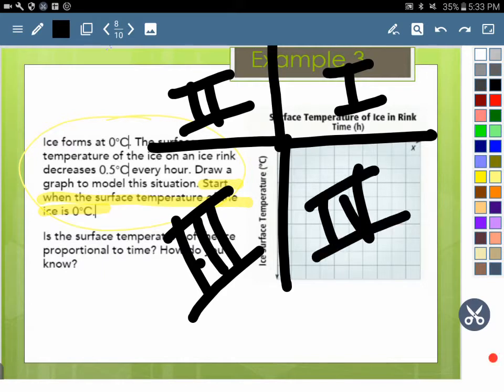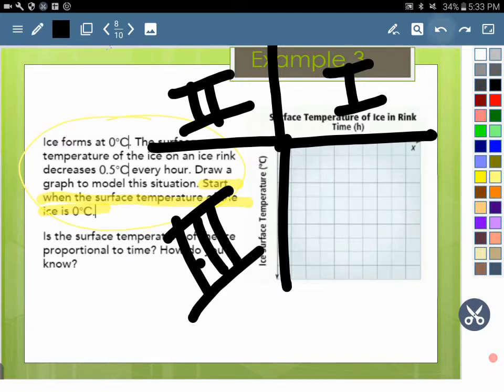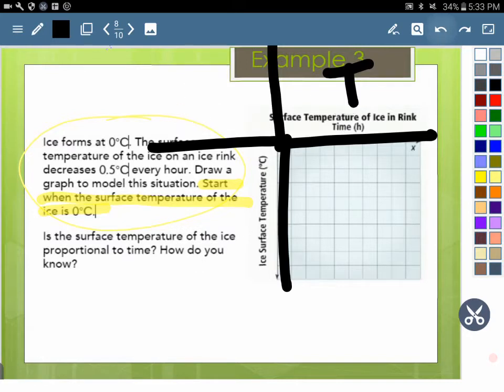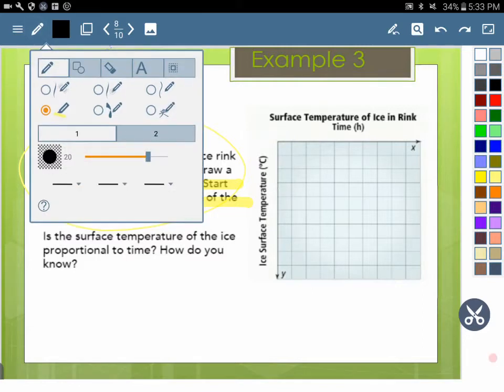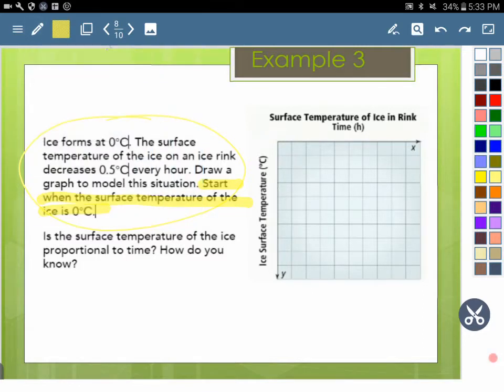Usually we've been graphing in the first quadrant because that's the positive quadrant, when x is positive, when y is positive. But in this case, we're starting at 0 and we're decreasing. I'm going to highlight that. It says decreasing right here by 0.5 degrees Celsius every hour. So it's starting at 0 and it's going downwards. So that's why y is in the negative right now and x is in the positive.